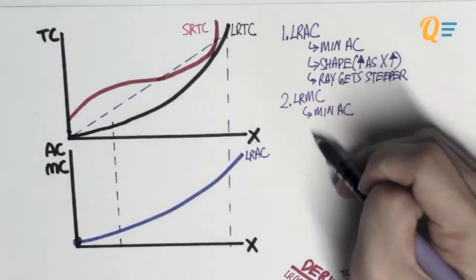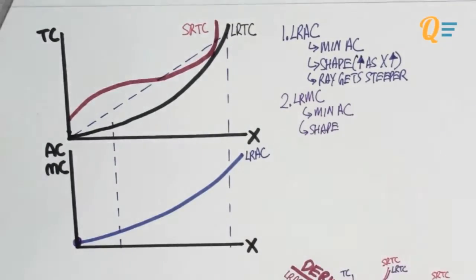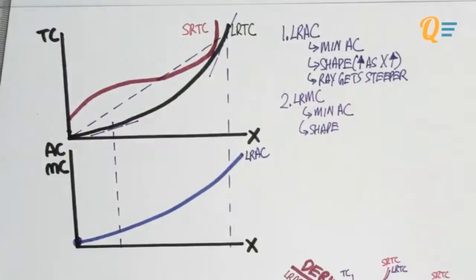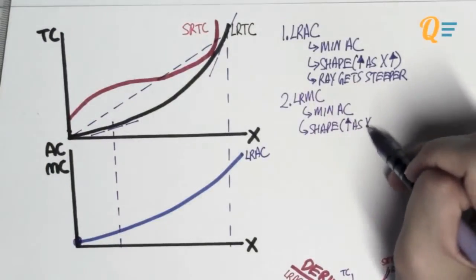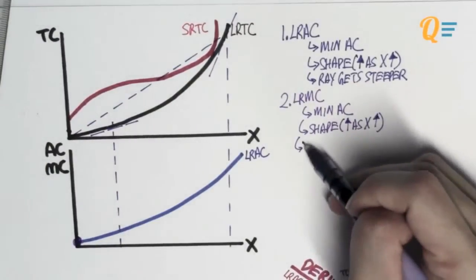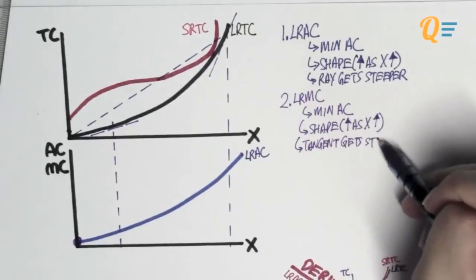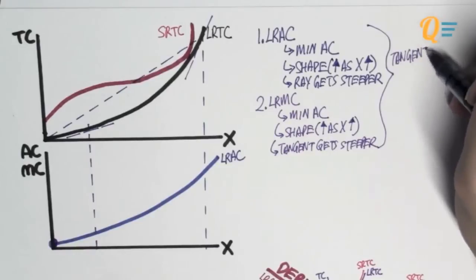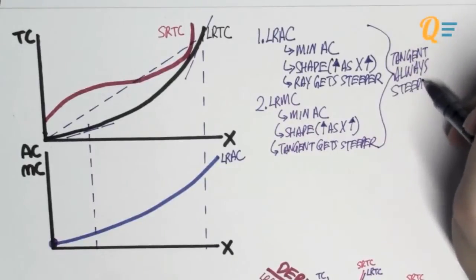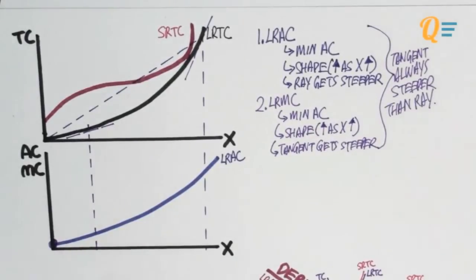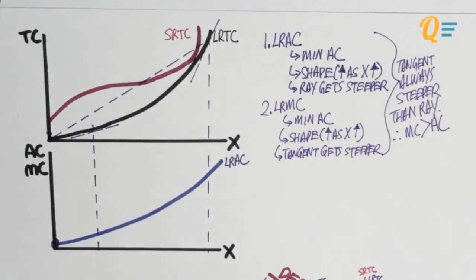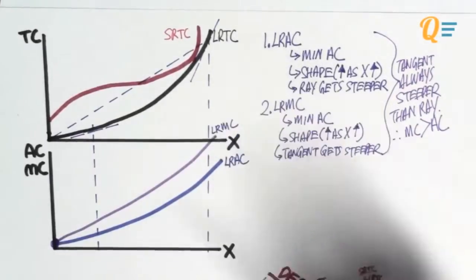So let's talk about the shape. And I'm going to be drawing tangents at these points where the ray is. And I'm going to notice that the marginal cost is going to increase as my production of X increases. And this is because the tangent gets steeper and steeper as I move along the horizontal axis. So what I can also see is that the tangent will always be steeper than the ray. Okay, you can try this out by yourself. Therefore, your marginal cost is going to be more than your average cost, and that is why your LRMC will always be above your LRAC. So you see that's pretty straightforward, right?